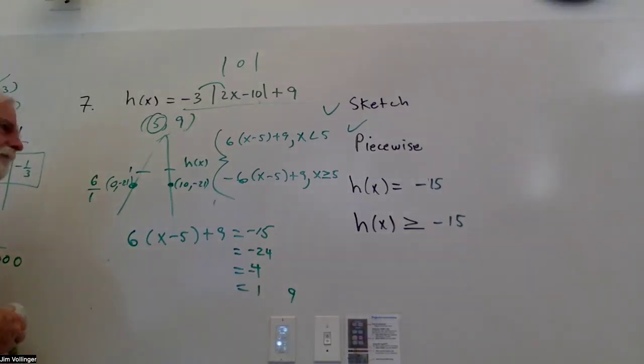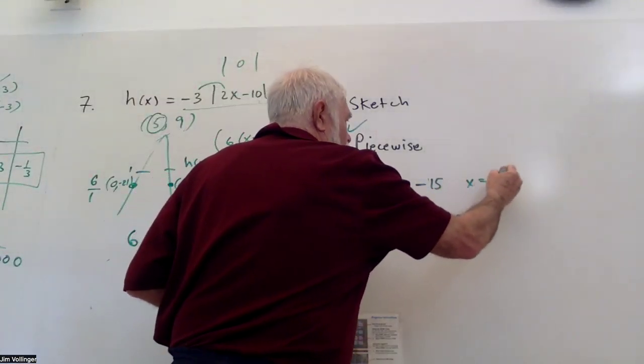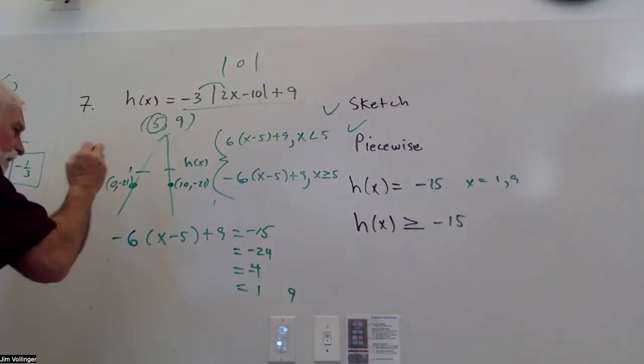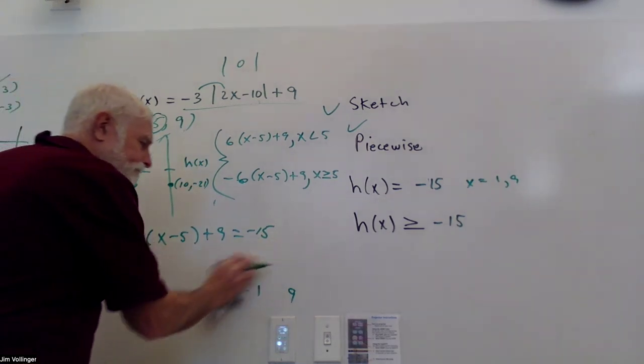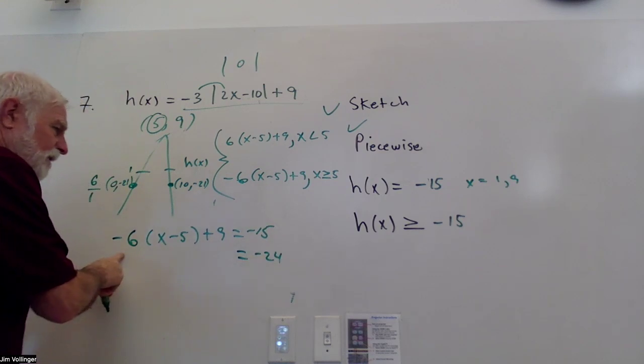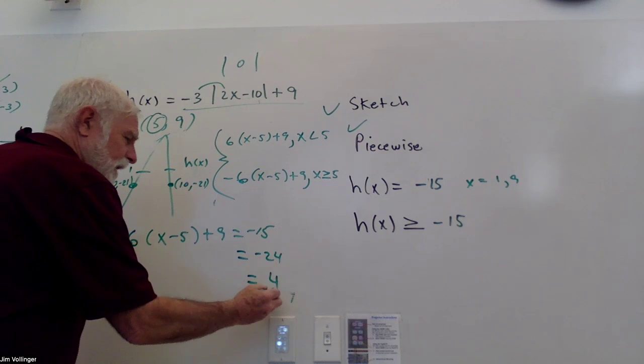Okay, but let's find it. So what equals negative 15? x values 1 and 9. Let's prove that 9 works. So let's do the second branch, negative 6. Subtract 9 minus 24. Divide by negative 6 gets me positive 4. Add 5, there's our 9.